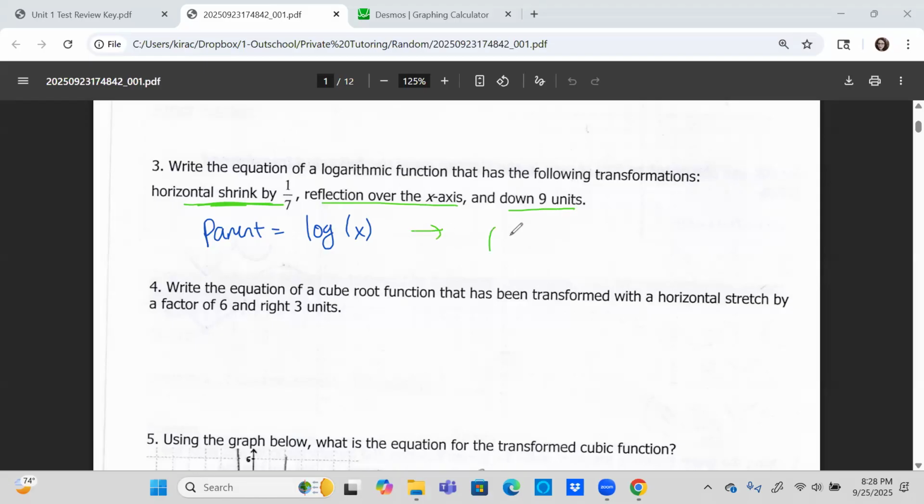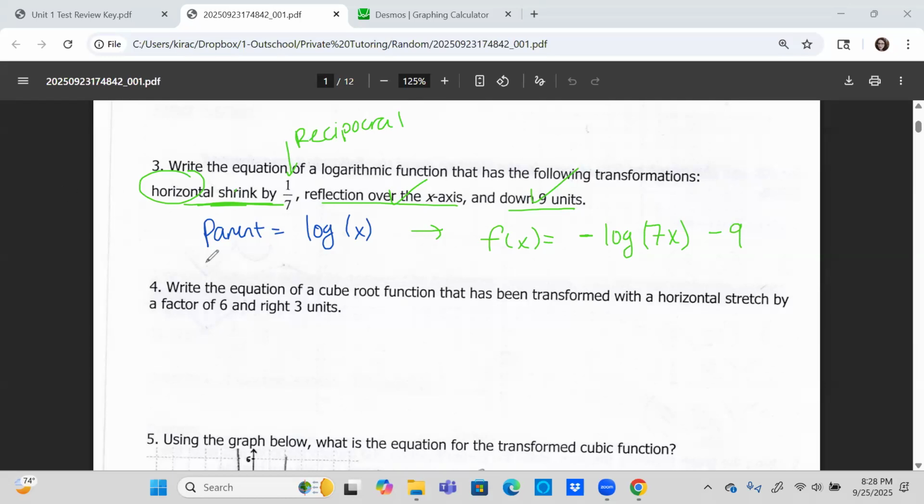Okay, so I think our new function, reflection over x, so a negative in front. Down 9 will be -9 right there. So check, check. And the horizontal shrink by 1/7: horizontal means we do the reciprocal and we put it with x. So 7x, because we're doing the reciprocal. And that's always the rule with horizontal shrink, or stretch, or dilation, if you will.